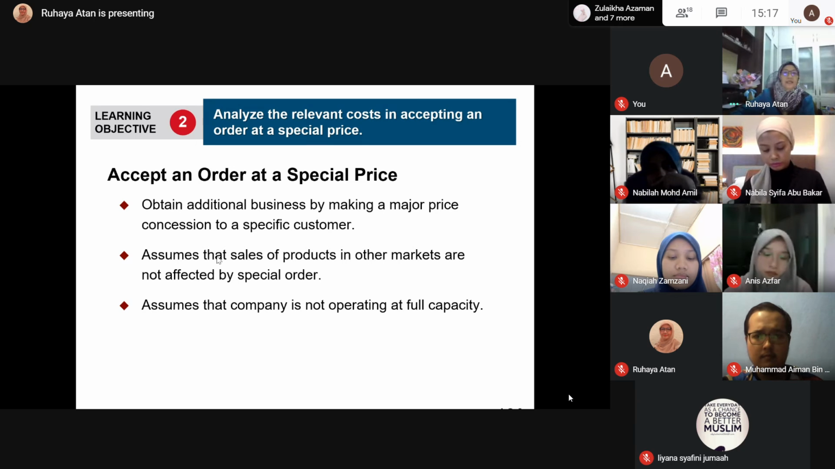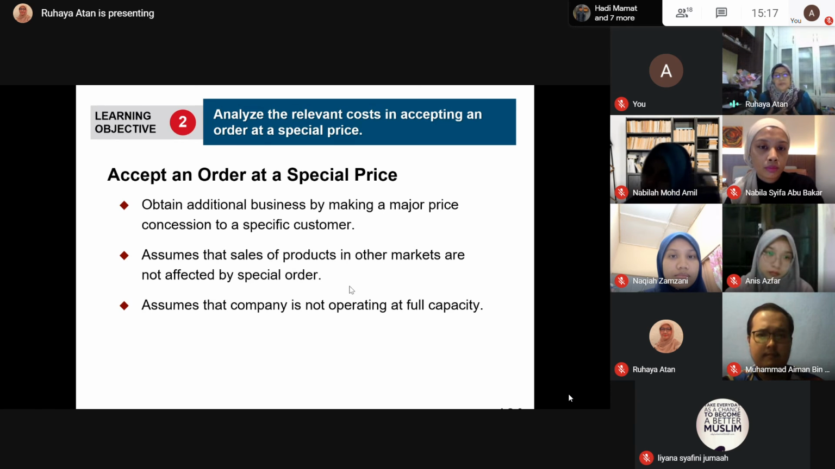In this situation, you must assume that the sales of the products in the other markets are not affected by the special order. We don't want a complicated situation. So if you are the producer of the normal products, having the special order will not affect the market. Another assumption that you have to make is that the company is not operating at full capacity.